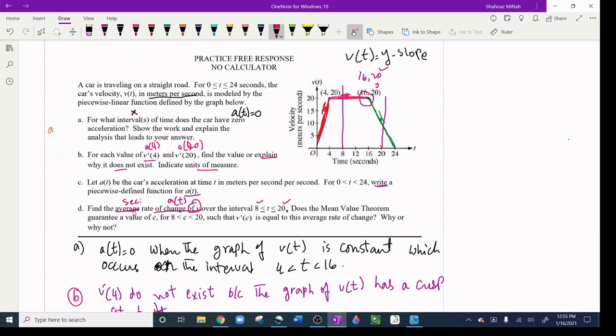But the question is asking the average rate of change of v, which means I'm looking for acceleration. I'm taking a derivative of this, which means I'm drawing tangent lines on each piece from 8 to 20. I can draw a tangent line here, that's 0, a tangent line here, that's negative, but up here, that's a cusp, so it's not differentiable. When it's continuous but not differentiable, the mean value theorem is not applicable, and it does not guarantee a value of C between 8 and 20.